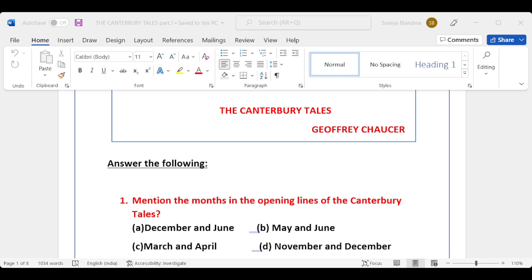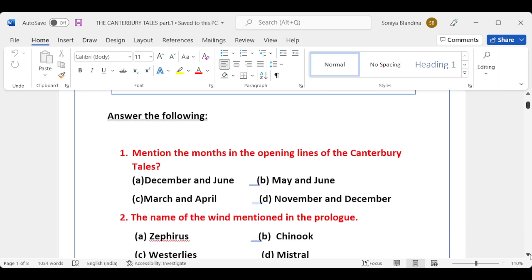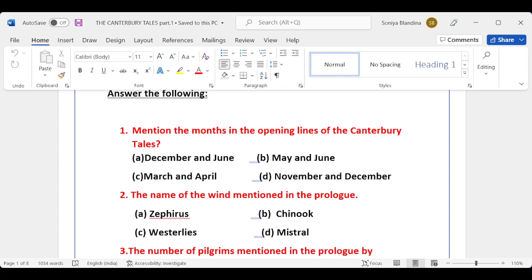Okay, we'll go to the quiz part. First question, mention the months in the opening lines of the Canterbury Tales. Option A, December and June. Option B, May and June. Option C, March and April. Option D, November and December. So it is option C, March and April.